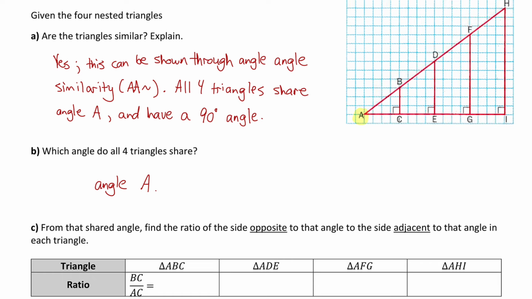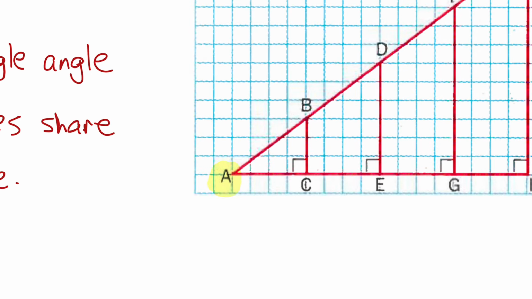So let's start with triangle ABC. If I zoom in on this here, let me outline triangle ABC. The question asks us to find the ratio of the side opposite from angle A to the side that's adjacent to angle A. Let's start by figuring out what side is opposite and what side is adjacent. If here's angle A, the side opposite from angle A is the one across the triangle from angle A. And the side adjacent to angle A is the side that's touching angle A, but not the hypotenuse.